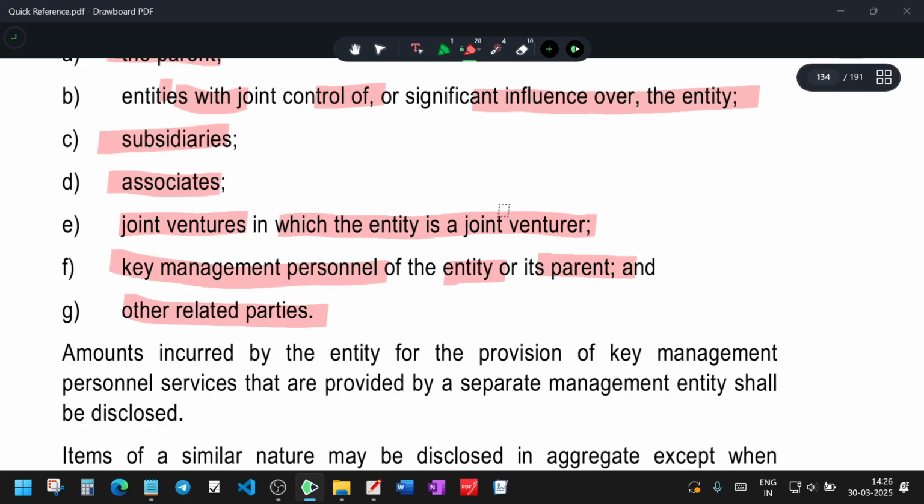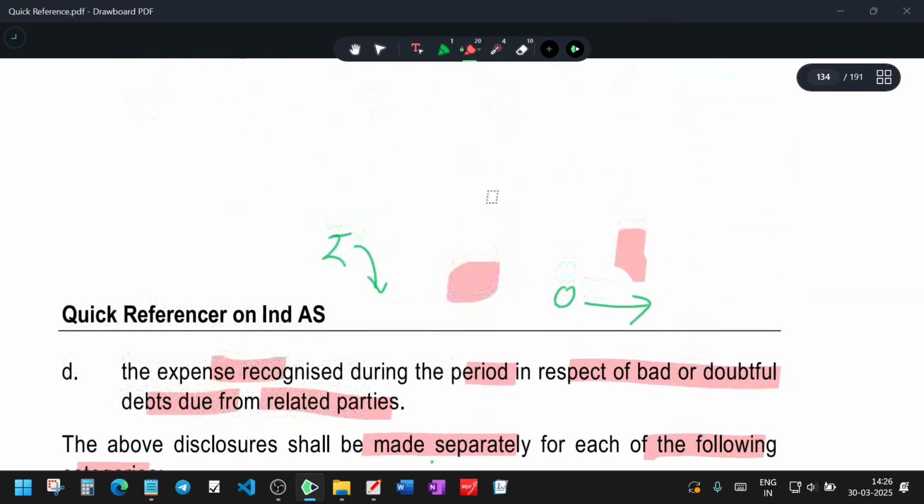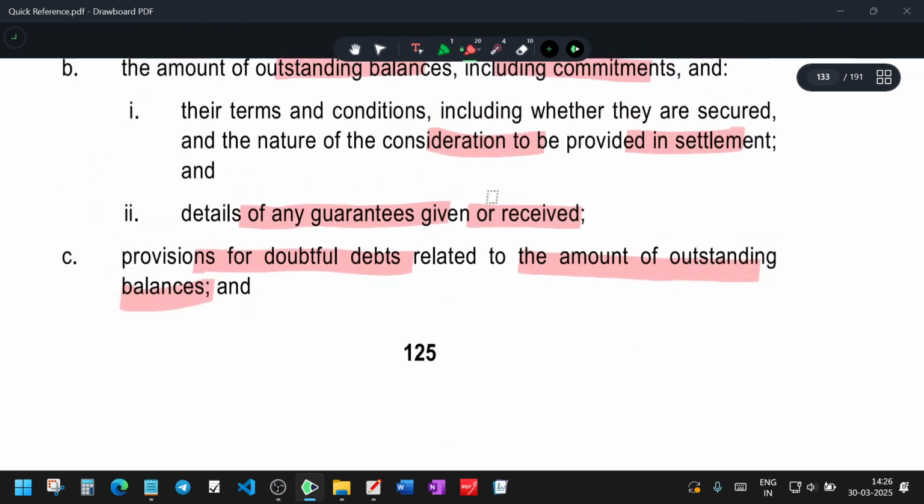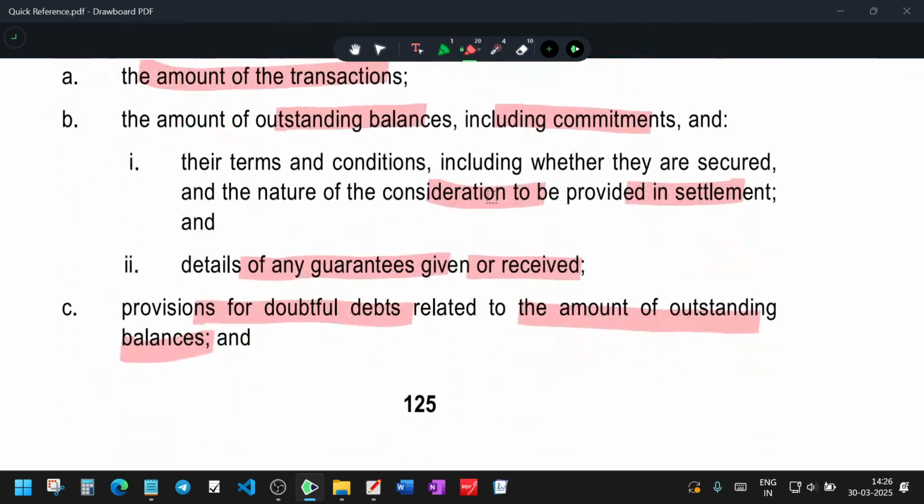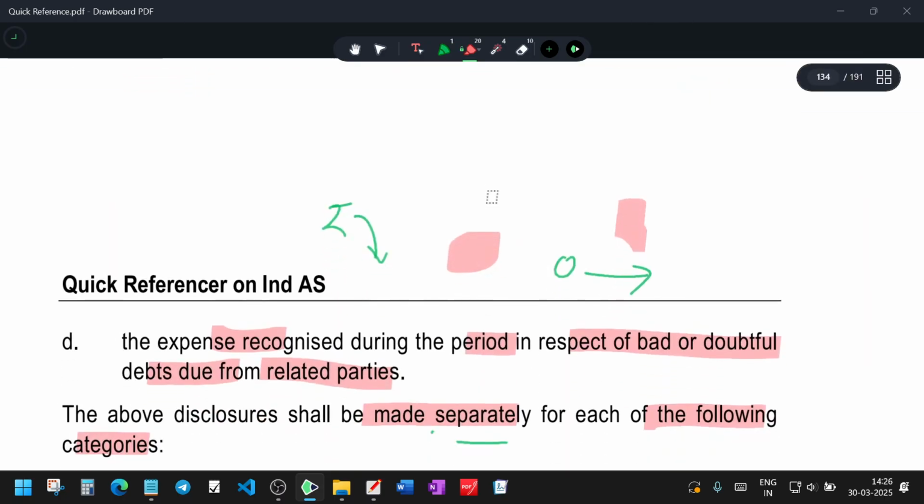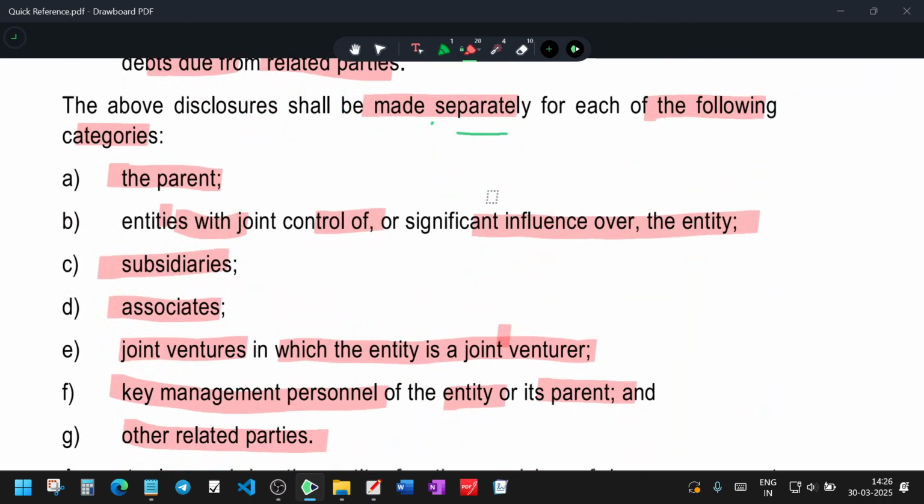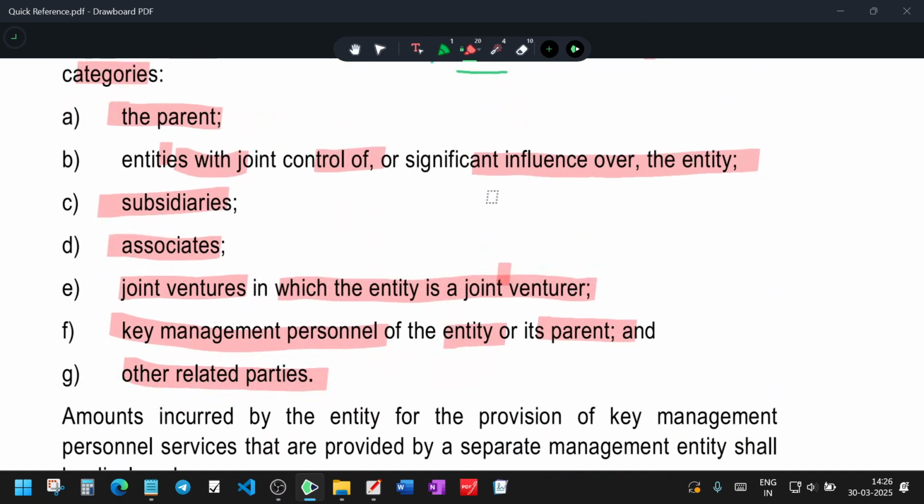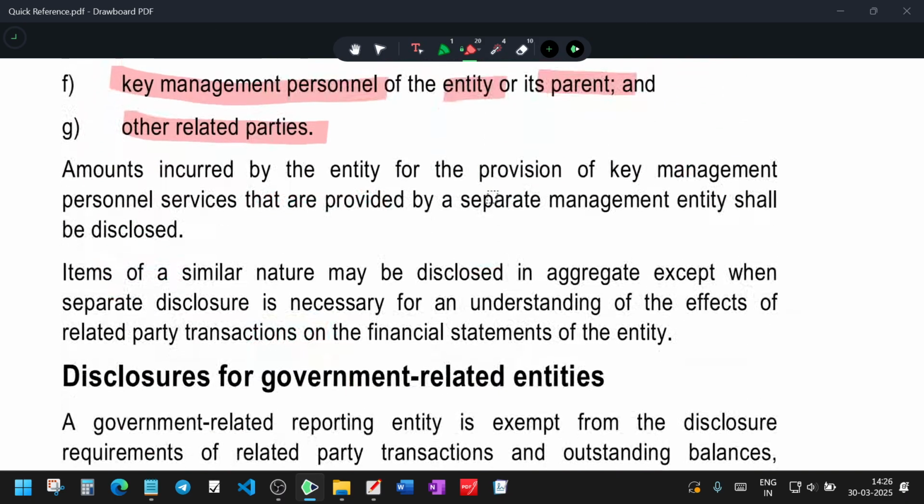So what is the total amount there? What bad debts have been cleared? What is the transaction? What provision has been made? What guarantee is given? What is the settlement? Everything, including doubtful debts cleared in the previous year. All these details must be given for each and every one of these categories A, B, C, D, E, F, G, H.